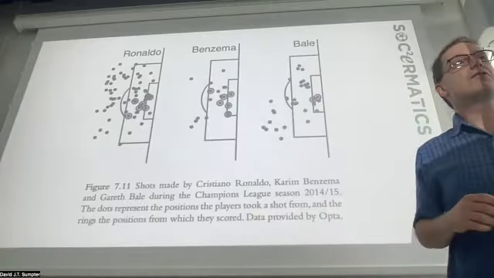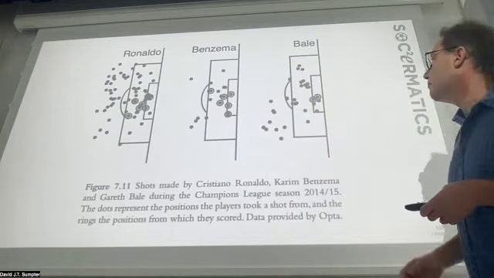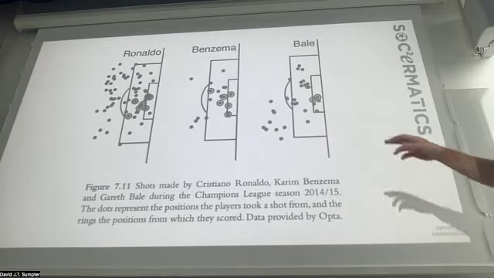area inside the box. And in particular, Benzema, who is a fantastic finisher, has almost half of his shots from this sort of golden area here in a circle near to the goal result in a goal. So he has 1, 2, 3, 4, 5, 6 goals at this particular point.